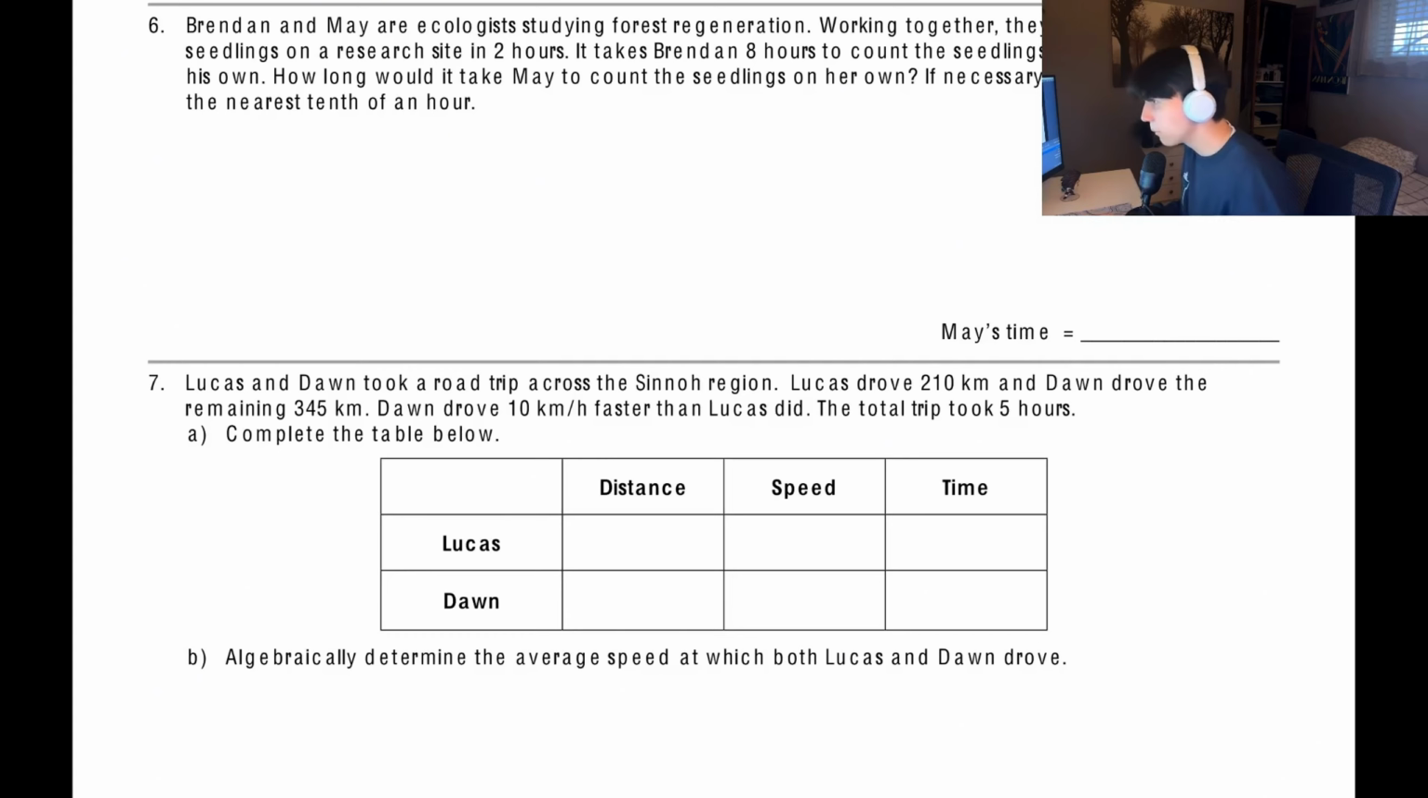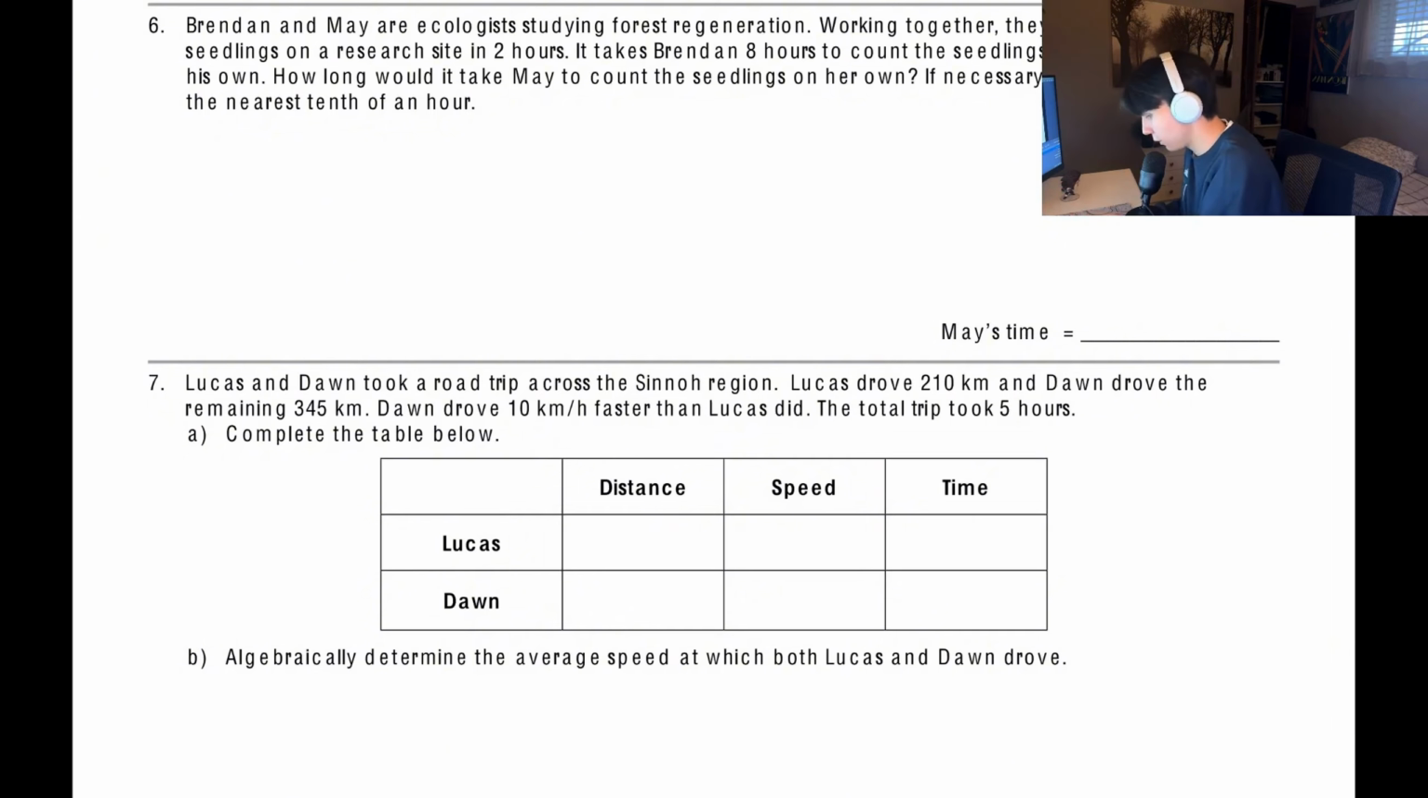Brendan and May are ecologists studying forest regeneration. Working together, they can count the seedlings on a research site in 2 hours. It takes Brendan 8 hours to count the seedlings if he were to do it on his own. And it would take May some unknown time. How long would it take May to count her seedlings on her own? If necessary, round the answer to the nearest tenth of an hour.